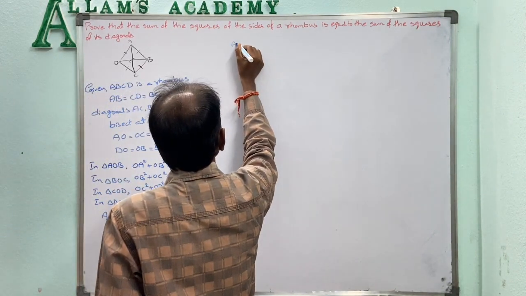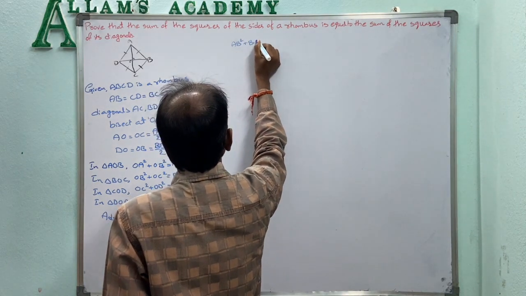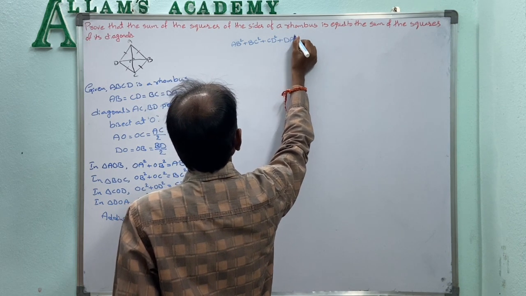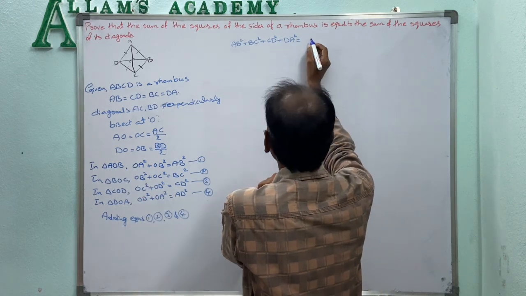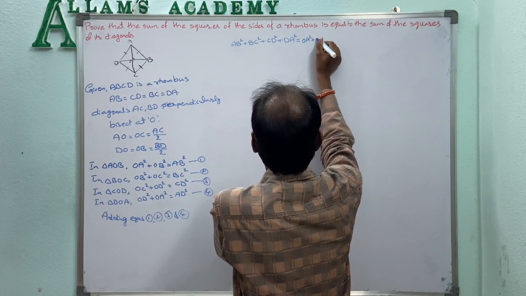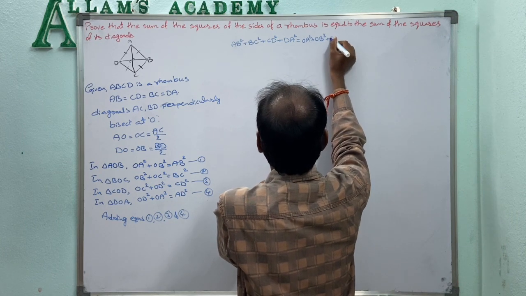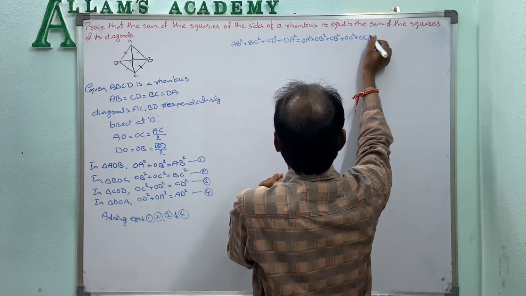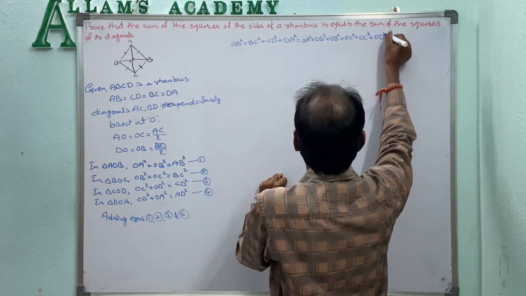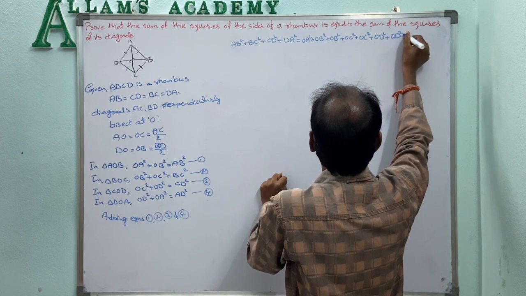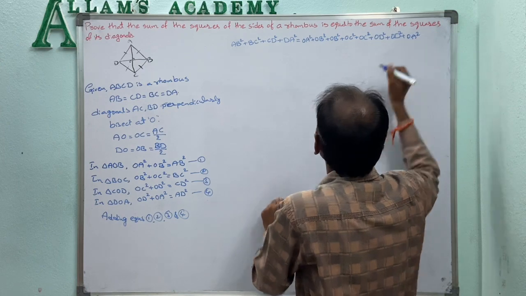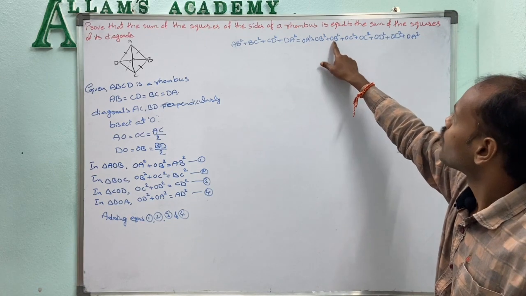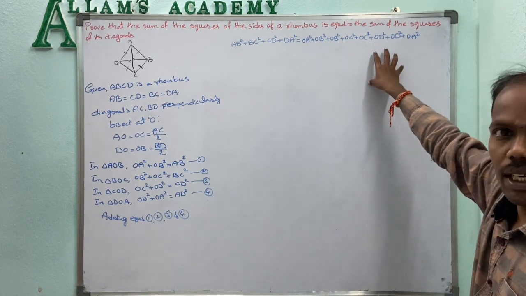AB square plus BC square plus CD square plus DA square equal to OA square plus OB square plus OB square plus OC square plus OC square plus OD square plus OD square plus OA square. So now here we observe OA, OB, OC, OD all came twice.